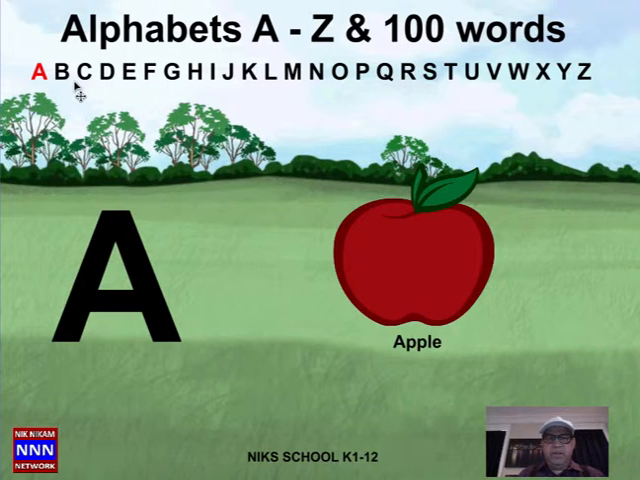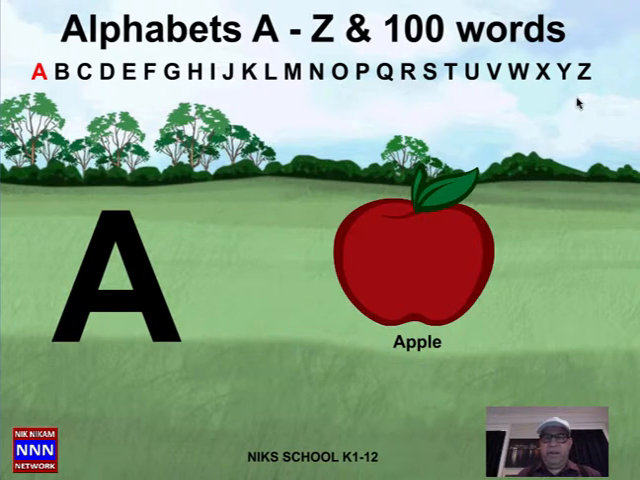Okay, in English, there are alphabets from A to Z. Say, repeat after me. There are alphabets from A to Z. In English, there are 26 alphabets. A, B, C, D, E, F, G, H, I, J, K, L, M, N, O, P, Q, R, S, T, U, V, W, X, Y, and Z.